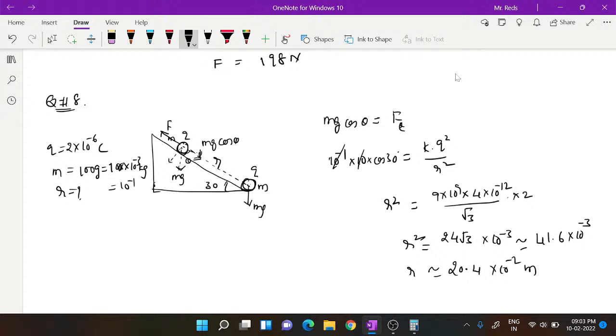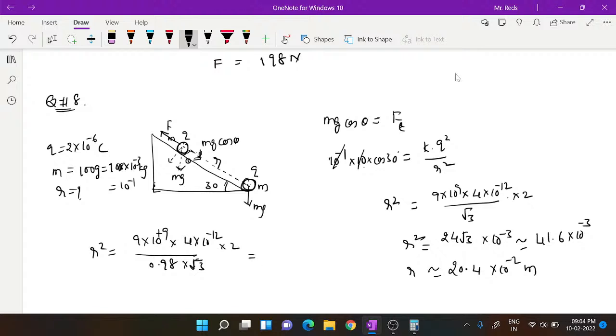If you take g as 9.8, where is g here? g is 9.8. If the denominator decreases, its value will increase. Yes, that also you can try. So let us type. Here you can write r square is equal to 9 into 10 to the power plus 9 into q square, which is 4 into 10 to the power minus 12, divided by 10 power minus 1 into 9.8. 9.8 into 10 power minus 1 is 0.98, into cos 30, which is root 3 by 2. Root 3 is 1.7.